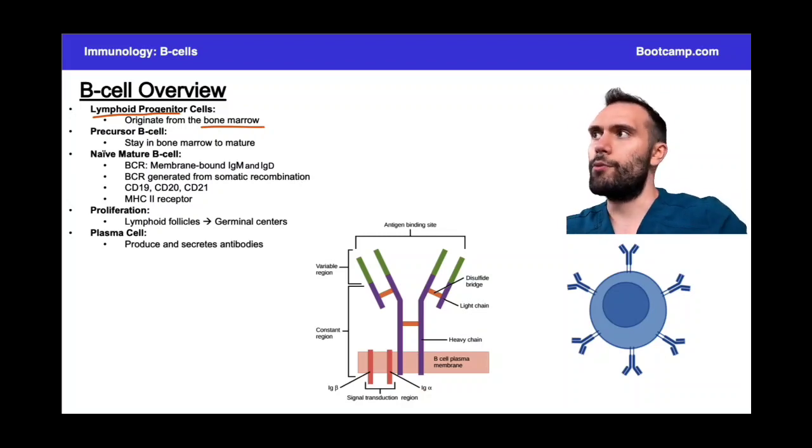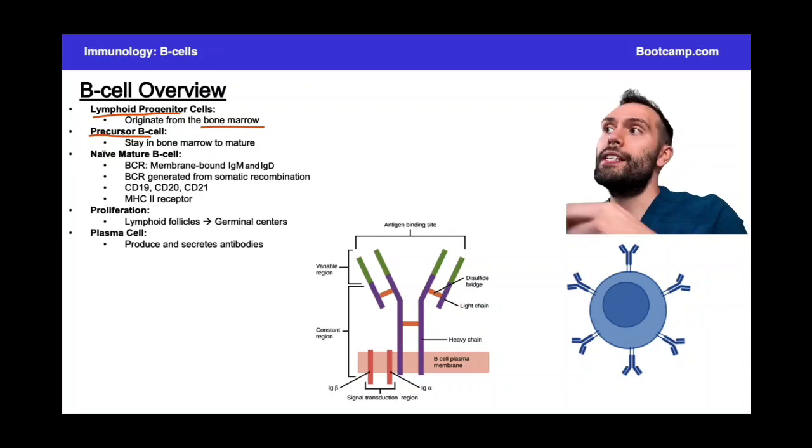Now the B cells, like the T cells, will also have precursors. The difference is, remember, the T cell precursors are going to get chemokines that essentially cause them to migrate to the thymus, whereas the B cells are going to stay in the bone marrow to mature. That's the key difference. Remember, B for bone marrow, B for B cells, T for thymus, T for T cell.